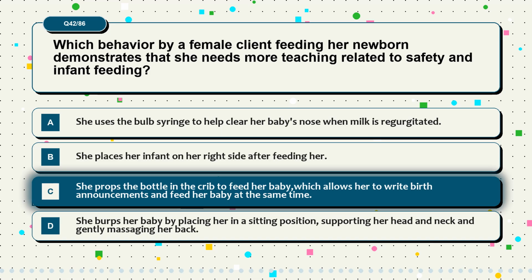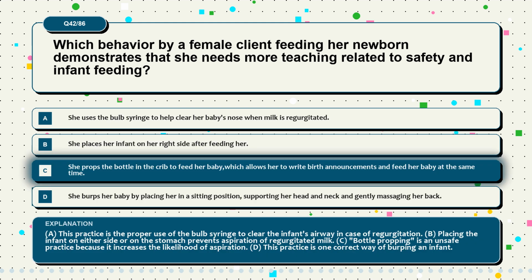The correct answer is option C. She props the bottle in the crib to feed her baby, which allows her to write birth announcements and feed her baby at the same time. A. This practice is the proper use of the bulb syringe to clear the infant's airway in case of regurgitation. B. Placing the infant on either side or on the stomach prevents aspiration of regurgitated milk. C. Bottle propping is an unsafe practice because it increases the likelihood of aspiration. D. This practice is one correct way of burping an infant.